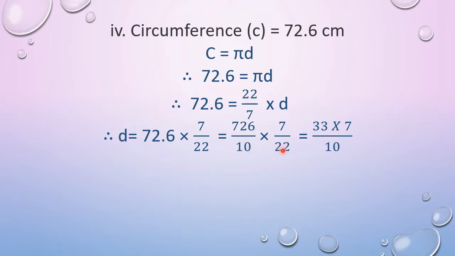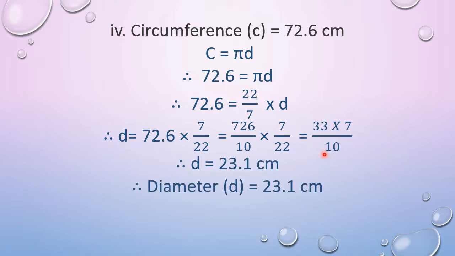So when we divide 726 by 22, 22 ones are 22, and we will get 33. So 33 multiplied by 7 upon 10. So d is equal to 23.1 centimeter. So diameter is equal to 23.1 centimeter.